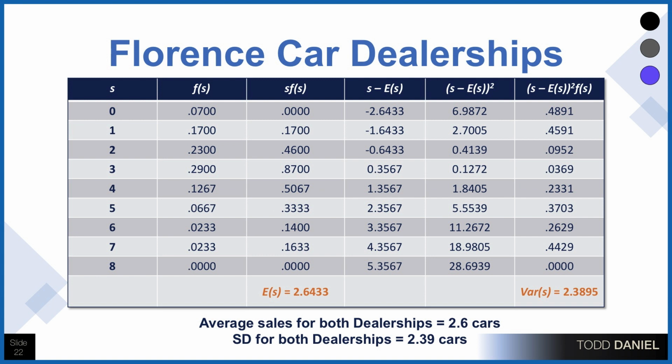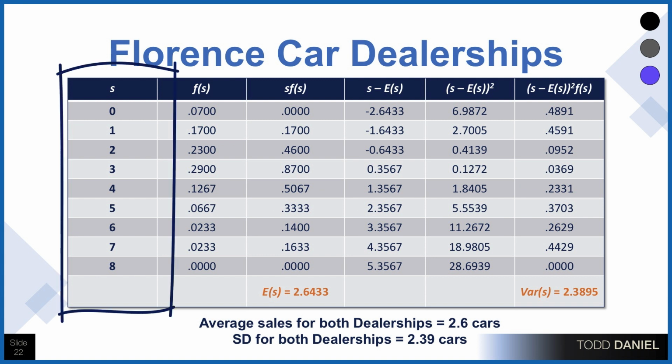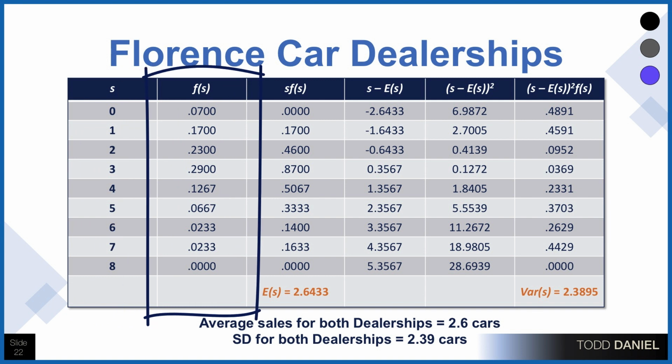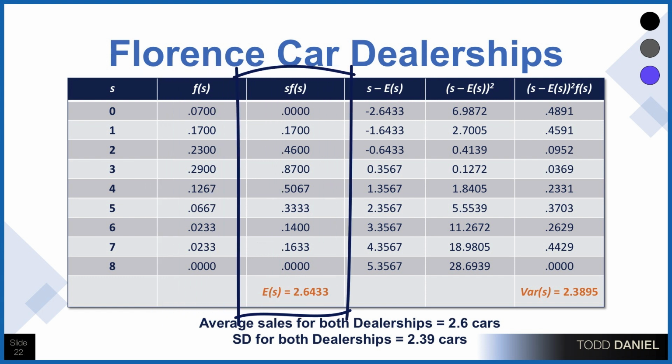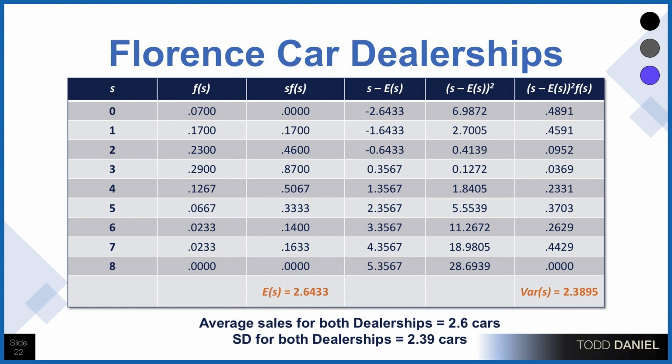Our column, which we're using S to stand for success or sales, ranges from 0 to 8. The sum of all the probabilities to get to any of these sales figures are added up in the second column. And then we can multiply the sales figure by the probability to give us the values that we need to add up, divide by 8, and get to our sales figure. So it's a 2.6433. We would say that the average sales for both dealerships is 2.6 cars.